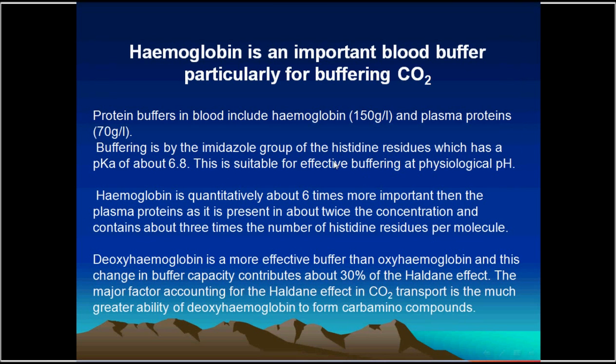That's why albumin or the globulins or the hemoglobin are considered good buffers. Hemoglobin is a good buffer because its concentration is high, double that of the plasma, and at the same time the imidazole ring present in the histidine is present in large concentrations, about 3 times. So the hemoglobin ability is quantitatively about 6 times more important than the plasma protein, 6 times the buffer power.